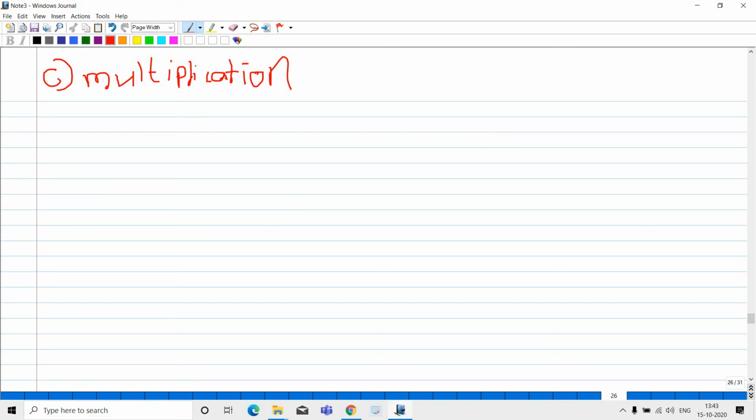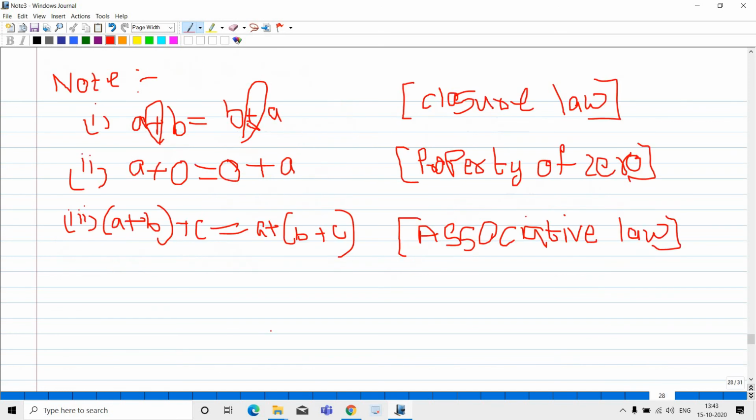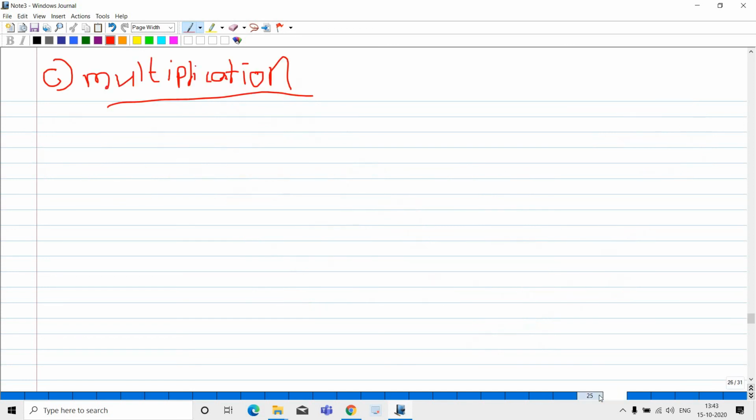Multiplication. So this time also I'm starting with a statement to form an expression, an algebraic expression. This is said to be an algebraic expression, and this also is said to be an algebraic expression. So for the first one, I'm writing a statement.